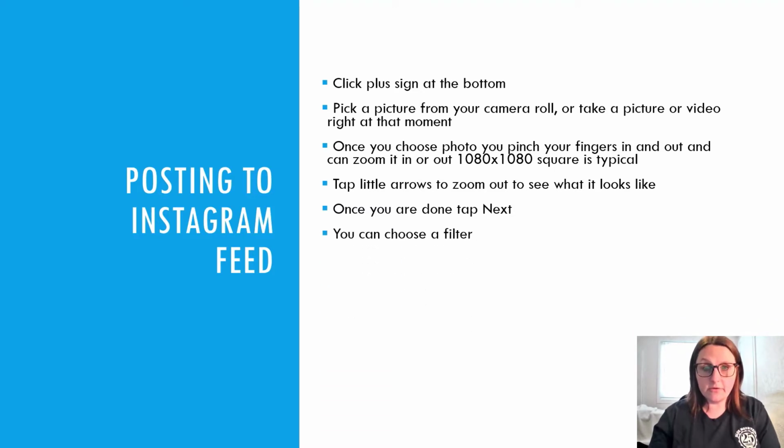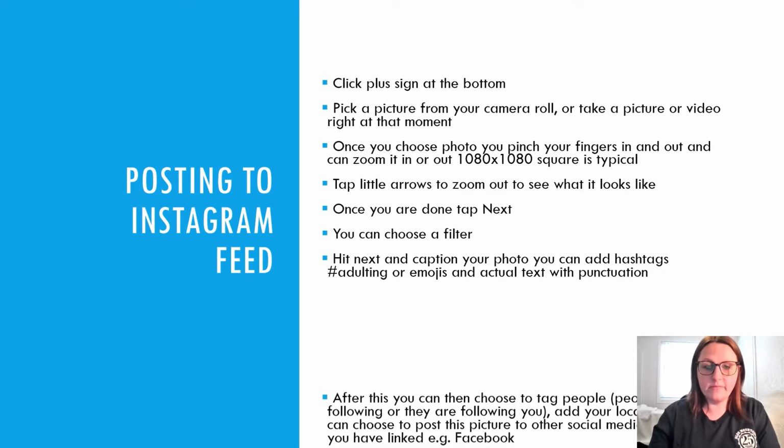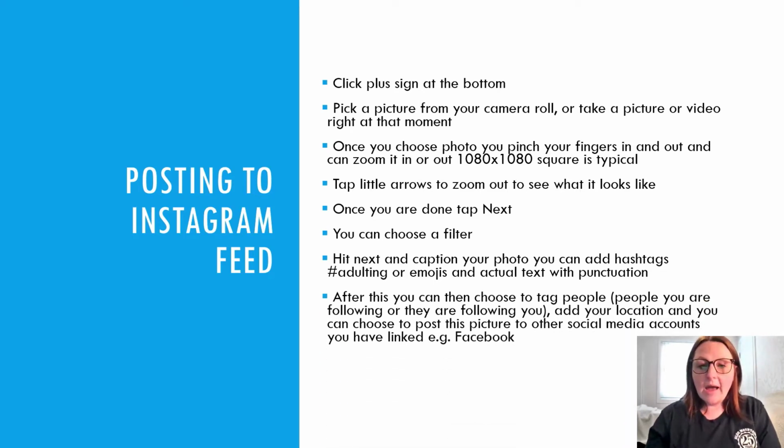You can then choose a filter. Hit Next and caption your photo, and you can add hashtags like #adulting or emojis and actual text with punctuation. So you could say something like, I had a wonderful time in Wasaga Beach this weekend, and then you could do #WasagaBeach. After this, you can then choose to tag people, so people you are following, like your friends, and you can add a location for where you posted the picture from. You can also post to other social media accounts that you have linked, such as Facebook.